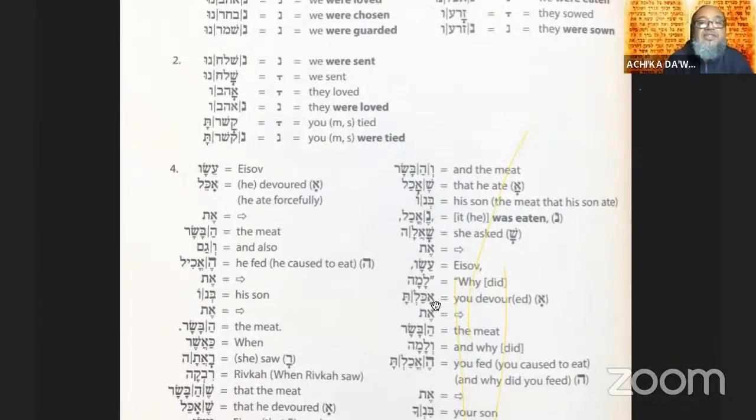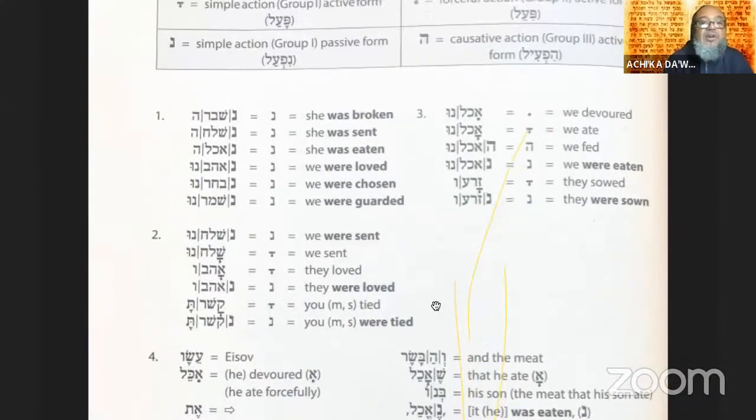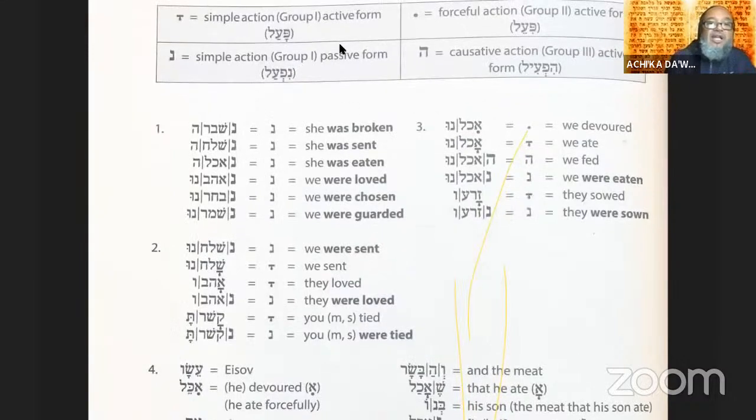Okay. Here are the answers to everything you went over on line number one. Line number one, that I showed you, they break it down to let you know that she was broken. We were correct. She was sent. We were correct. She was eaten. We were correct. We were loved. We were chosen. We were guarded. So all this is going to get your eyes used to things. Don't get intimidated. Actually laugh about it. Okay? Not a big deal.